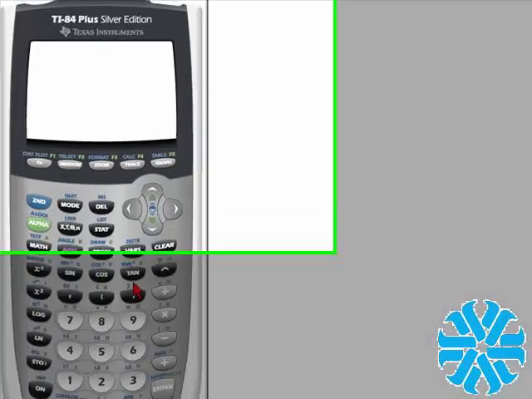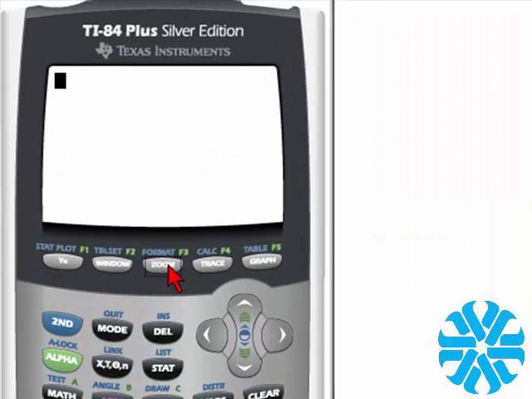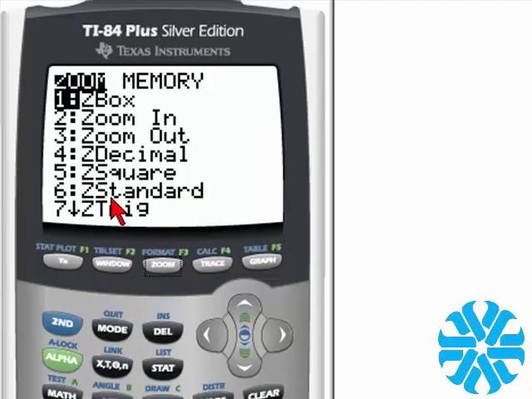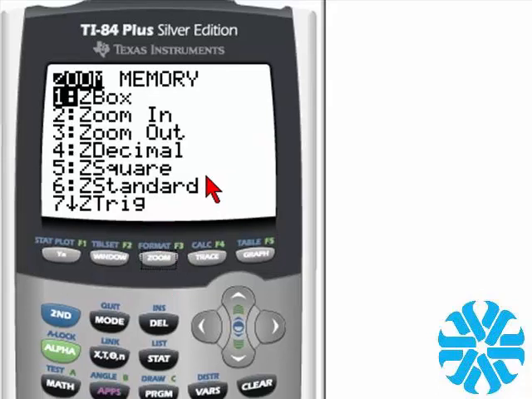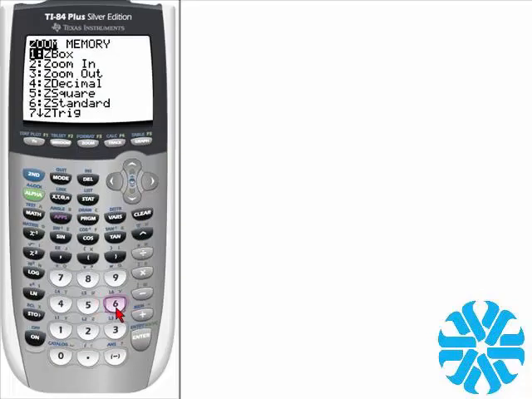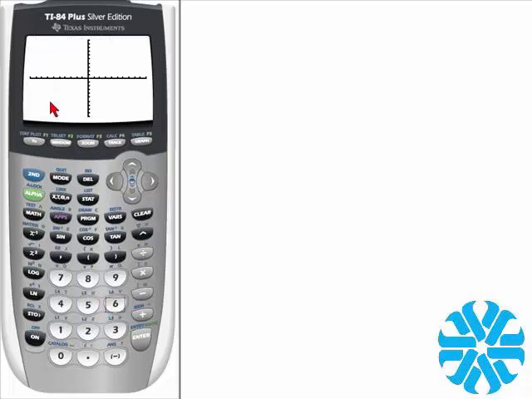So remember, what we need to do is go to the zoom button, and then we want ZStandard. That means that all graphs that we view will be shown in the standard viewing window. So we hit number 6, and here's our standard viewing window. And remember that the x-axis goes from -10 to 10, and the y-axis goes from -10 to 10 as well.